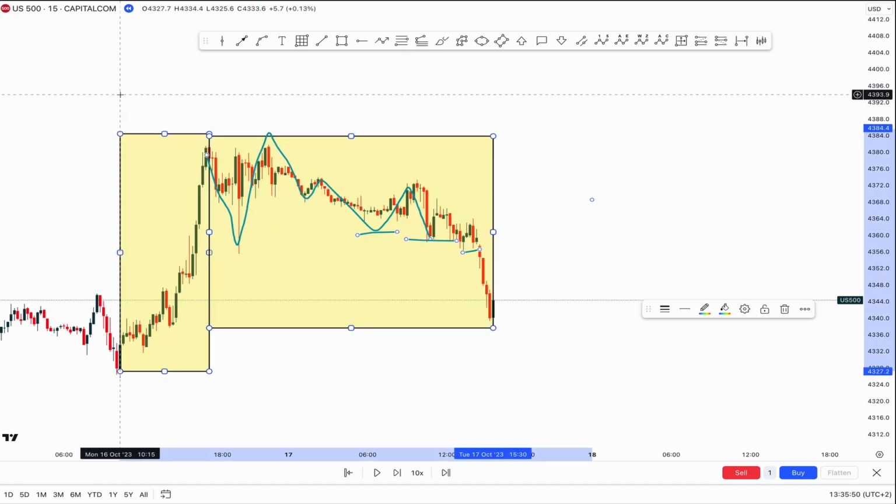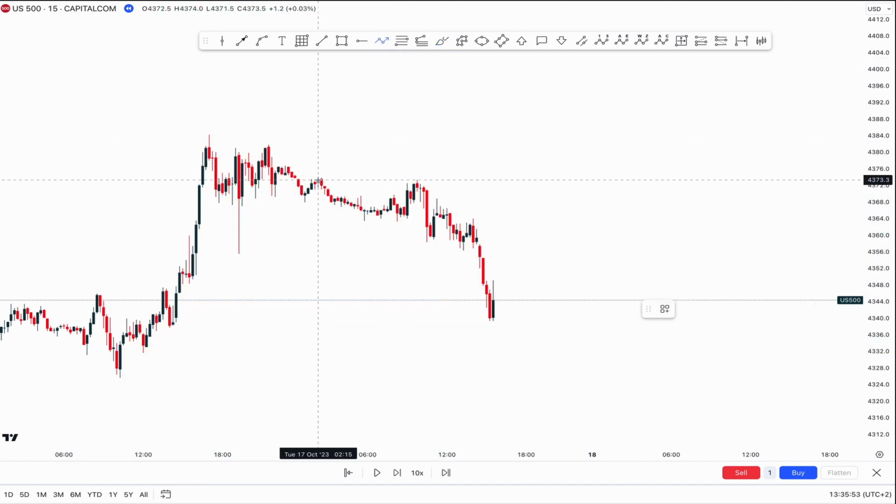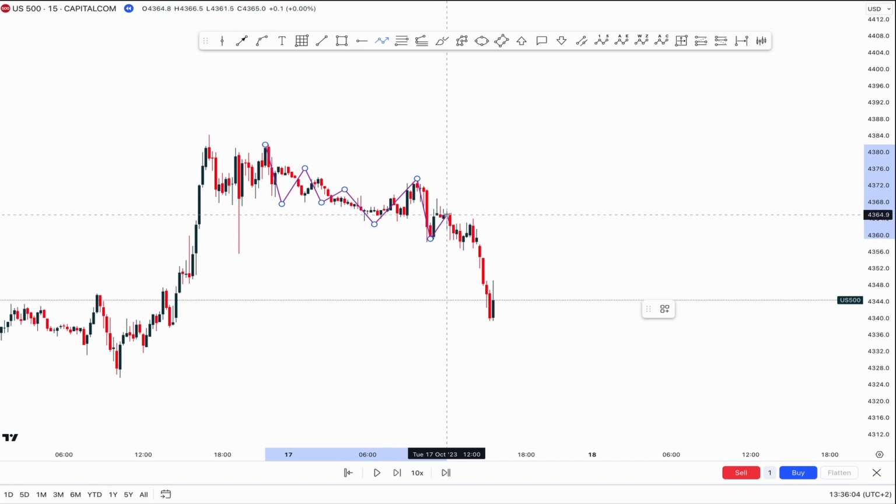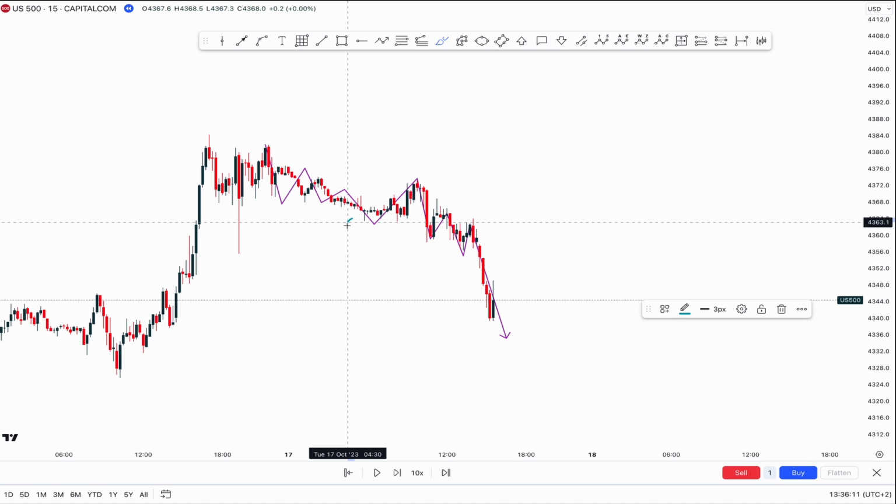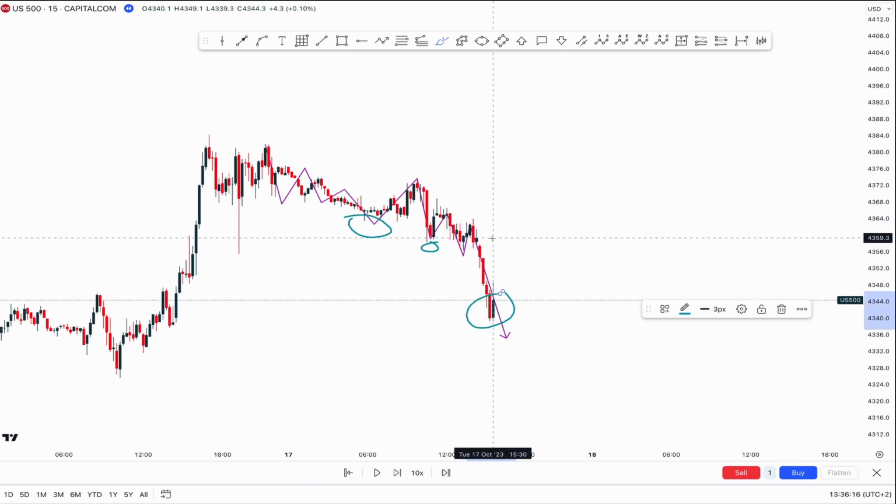Let me remove everything. From here we can see that we have something like this. A low, a low, a low, but the major ones are these bigger ones here. And then that means you will be looking to enter the market.